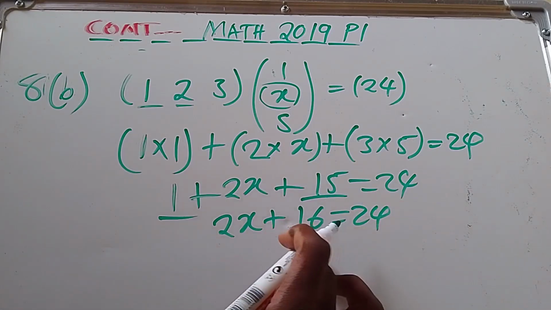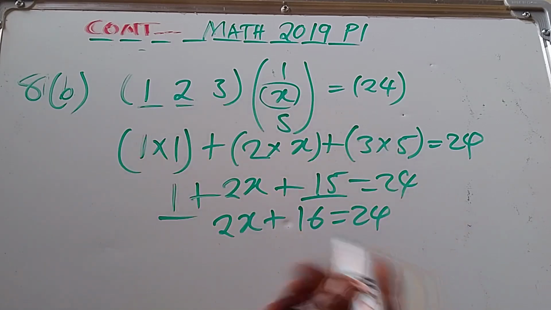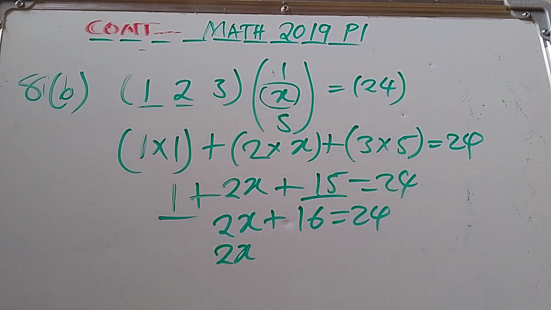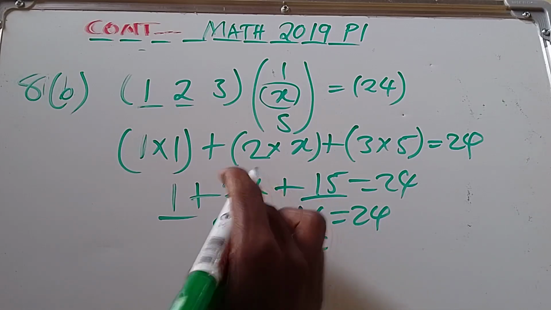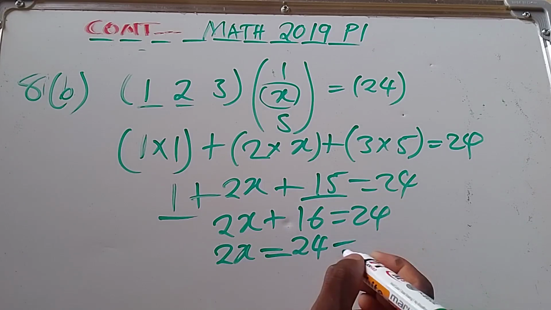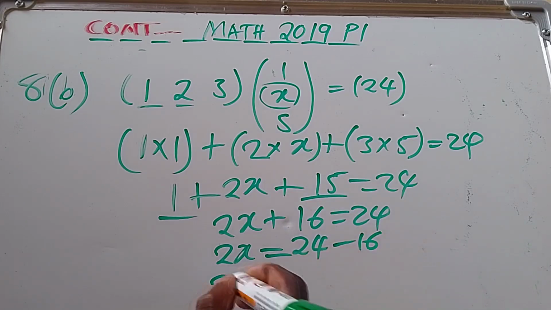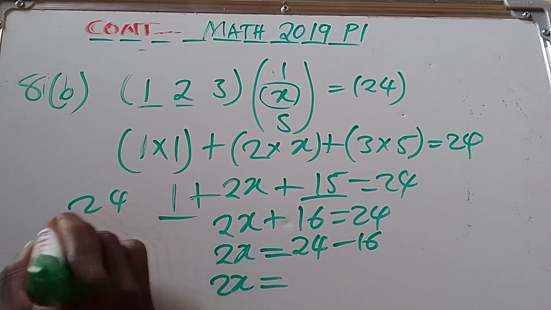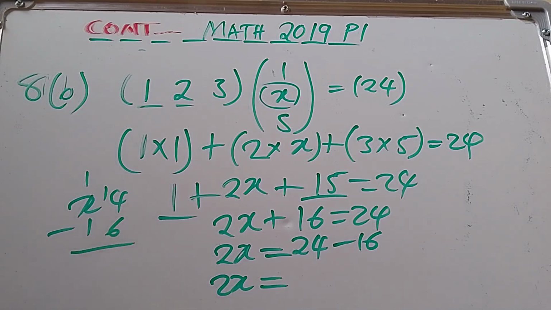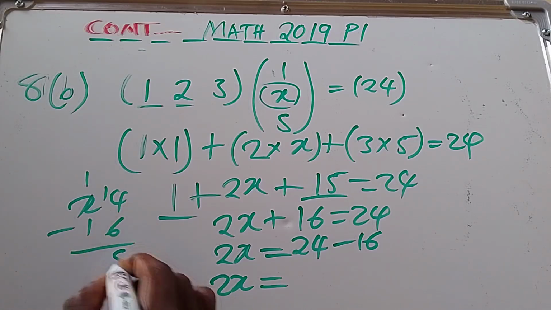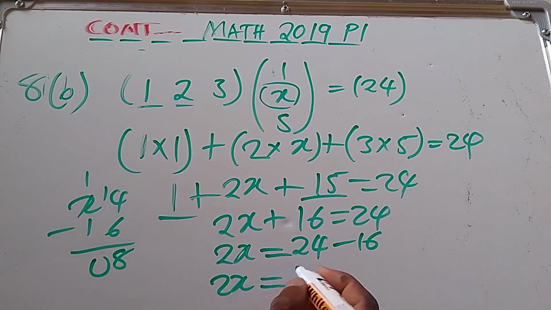As you can see, this 16 can cross. So it is 2x, which is equal to 24. If this crosses the equal sign, it is going to be negative 16. So 2x is equal to 24 minus 16. 24 minus 16: 14 minus 6 is 8, and 2 minus 1 is 1, so we are having 8. Have you seen?